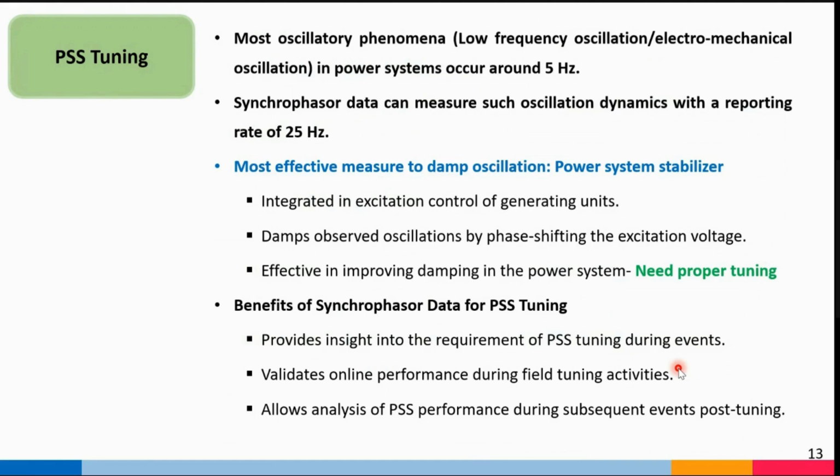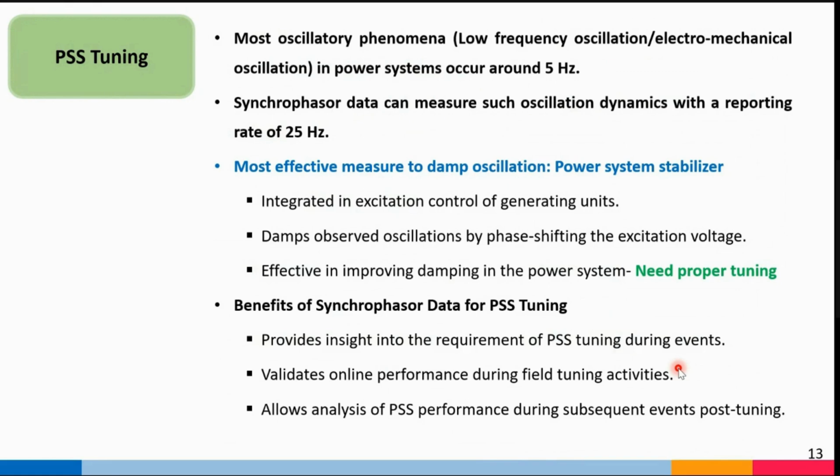So certainly when there is a transient in the system, there will be some oscillatory phenomena, and these oscillatory phenomena we call low frequency oscillations. Basically, whenever there is a disturbance, the power system tries to reach a new equilibrium point.